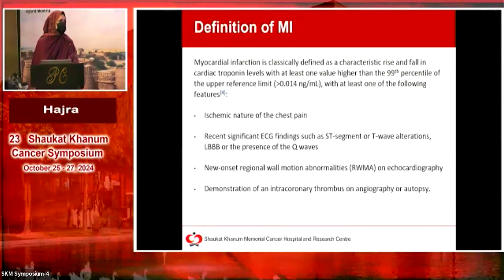As per the fourth universal definition, MI is defined as the characteristic rise and fall in cardiac troponin levels with at least one value above the 99th percentile of the upper reference limit of normal, that is greater than 0.014 nanogram per ml, with at least one of the following features: ischemic nature of chest pain, recent significant ECG findings such as ST and T wave changes, new onset left bundle branch block, or the presence of Q waves, new onset regional wall motion abnormalities on echocardiography, and demonstration of an intracoronary thrombus on angiography or autopsy.